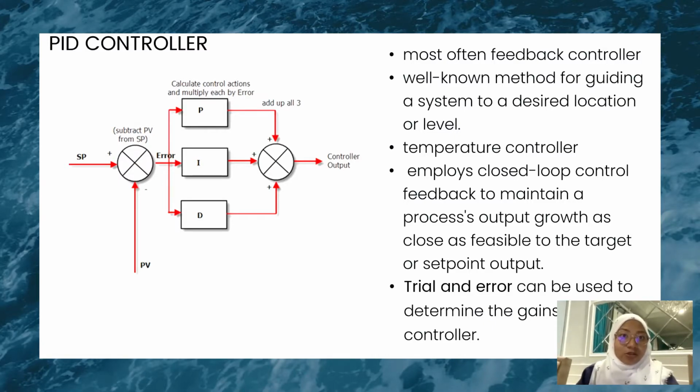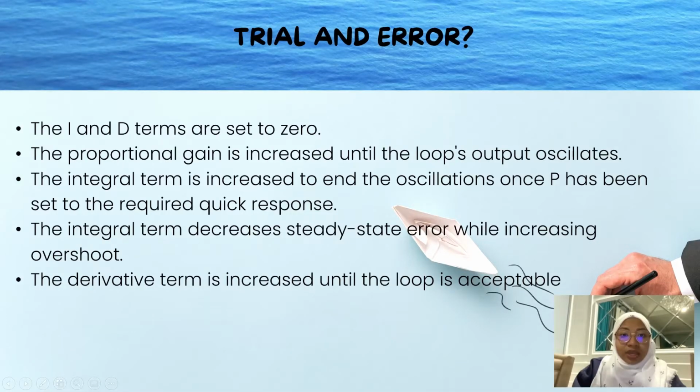The method that can be used to determine the gains of the PID controller is trial and error. The trial and error method is a procedure where, when the I and D terms are set to 0, the proportional gain is increased until the loop's output oscillates. The integral term is increased to end the oscillations once the P has been set to the required quick response. Then the integral term decreases steady-state error while increasing overshoot. A rapid system must always have some amount of overshoot in order to respond to the changes quickly.